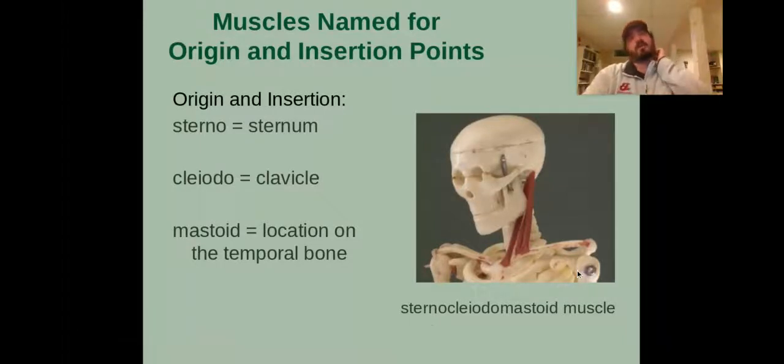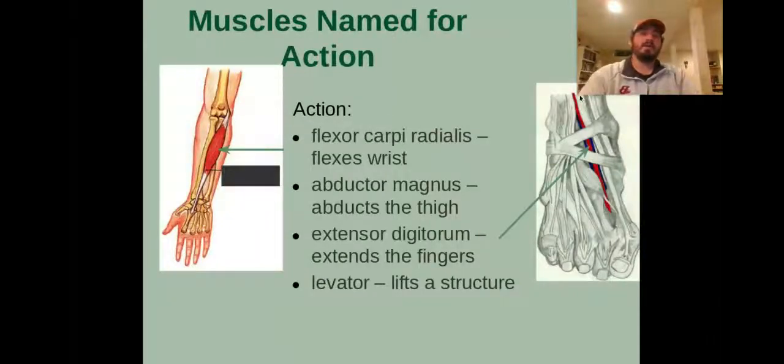If you ever had a weird strain in your neck that shoots down this way, you probably pulled that muscle. And again, sternocleidomastoid: sternum, clavicle, mastoid. All right, a really cool name for origin and insertion. And then muscles named for action.